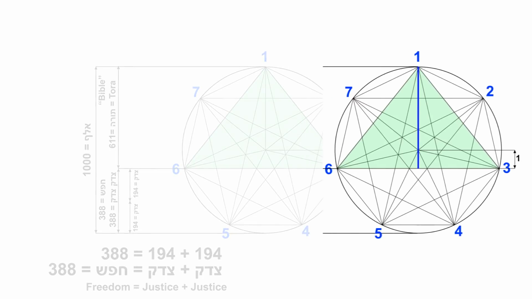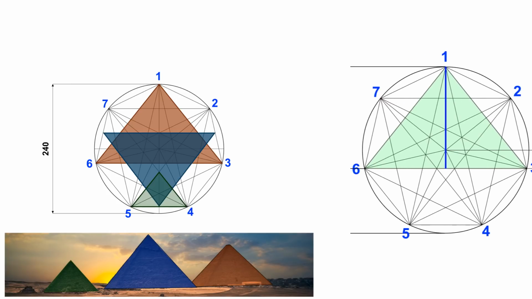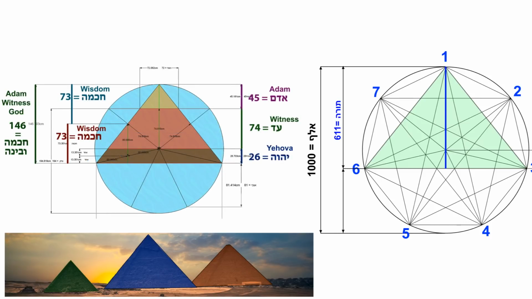It shall be one Torah for those who reside with you. The heptagon suggests that the height of the Great Pyramid of Giza, attributed to Copts, is derived from the word Torah, 611. In other words, Torah, 611, replaces a world, 146, wisdom and intelligence, Sof, and the sentence Adam witnessed Yehovah. 74 means Lamed, meaning learning, so we can read it also as Adam learning Yehovah or Yehovah learning Adam.